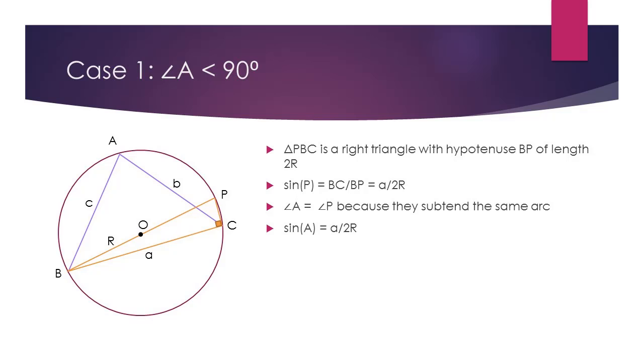First case is when angle A is less than 90 degrees. So since BP is the diameter, it has a degree equal to 180 degrees. So since angle C subtends the diameter, therefore angle C is a right angle at 90 degrees. So we have a right triangle. So, therefore, sine of P equals a over 2R. And therefore, side a over sine of P equals 2R. Since angle A and angle P subtend the same arc, therefore, angle A equals angle P. So we finally get a over sine of A equals 2R.